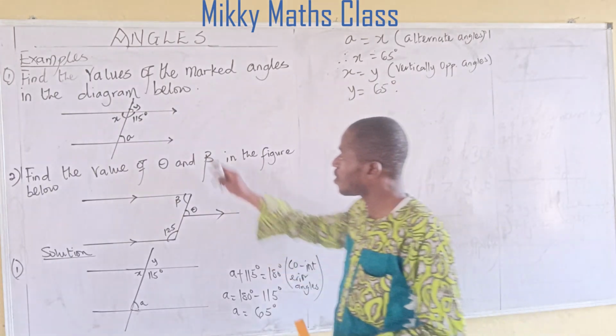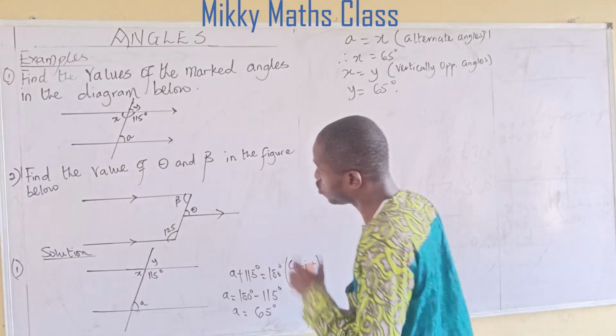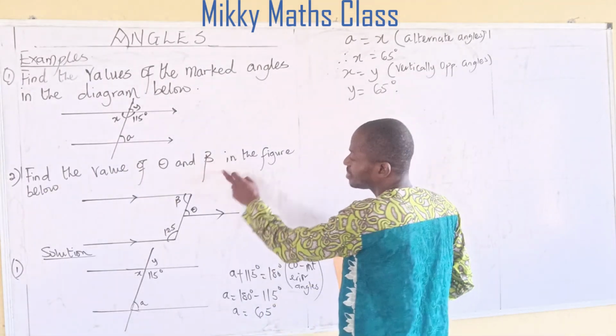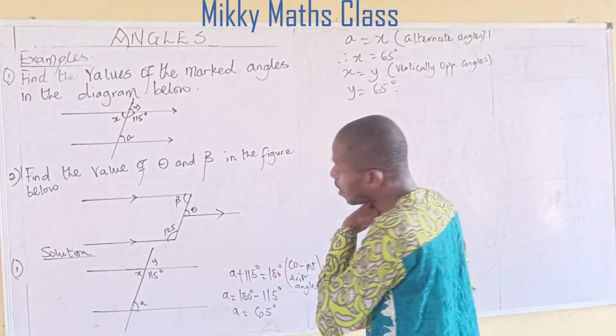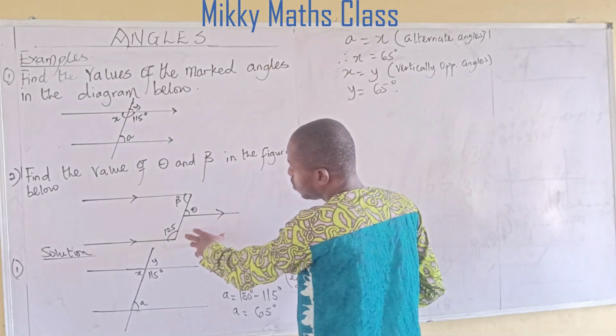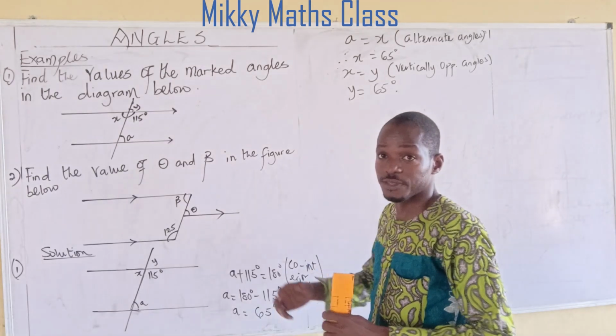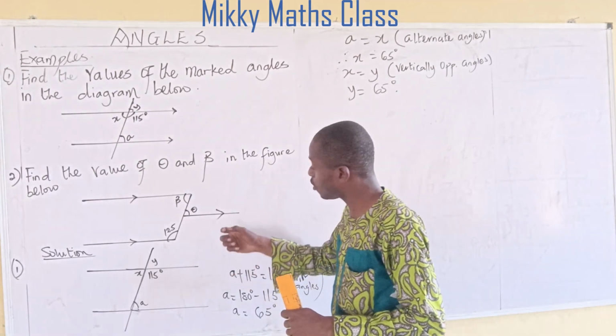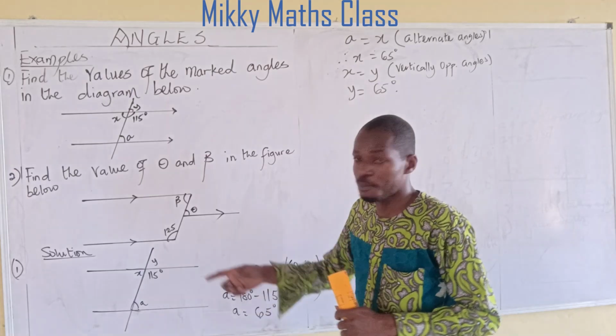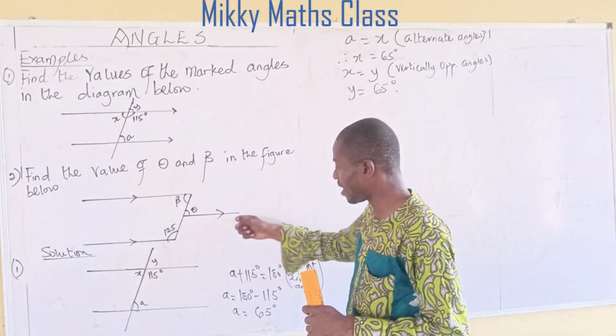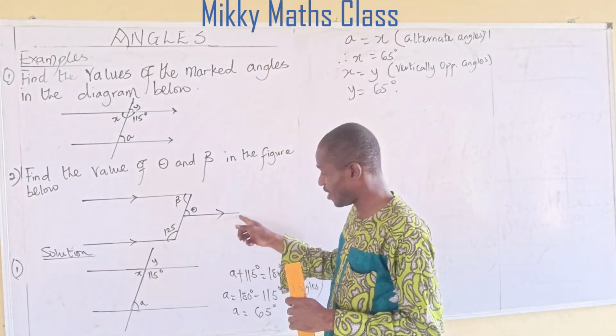Now, that's that for example 1. Let's look at example 2. Find the value of theta and beta in the figure below. Now, looking at this, we cannot solve this like this. We have to look at what we do to enable us to solve it. We produce lines parallel to this one that is already given.